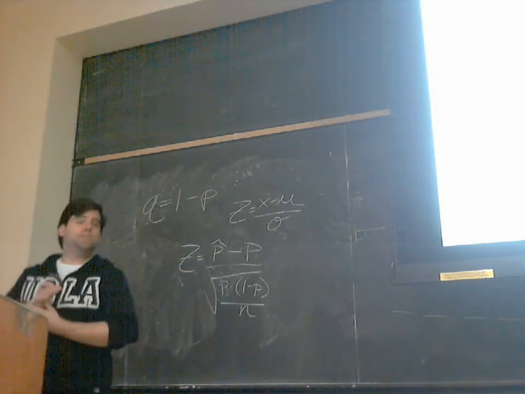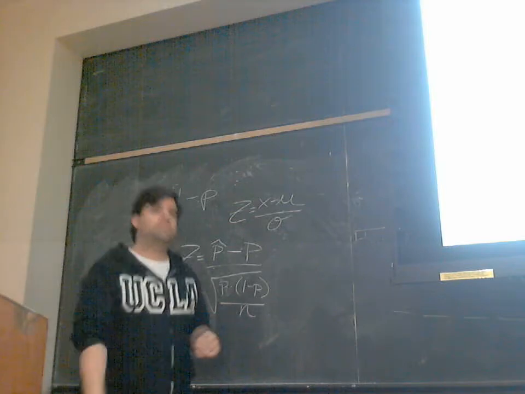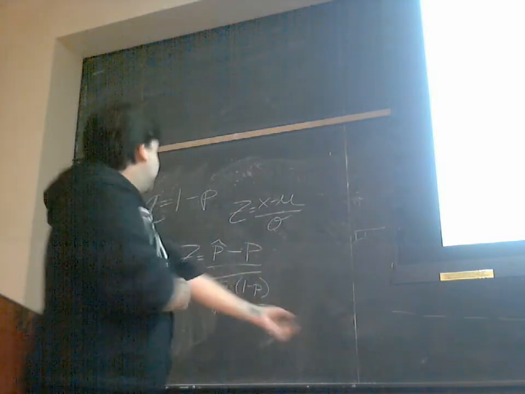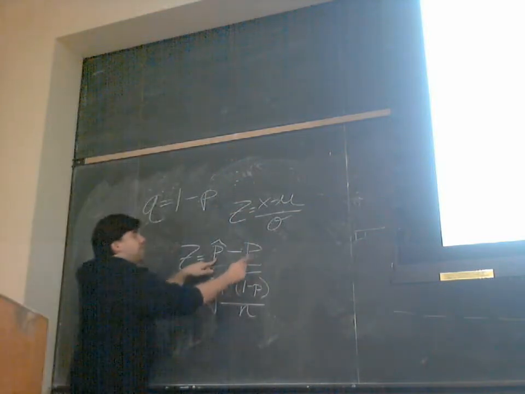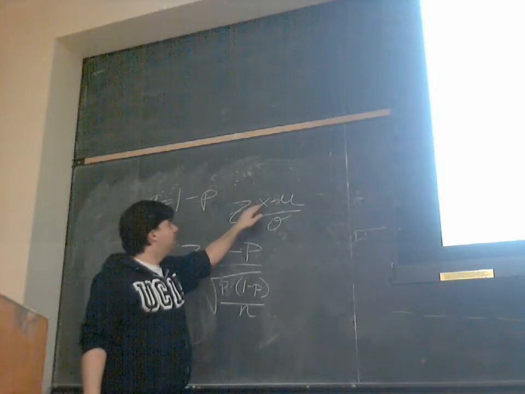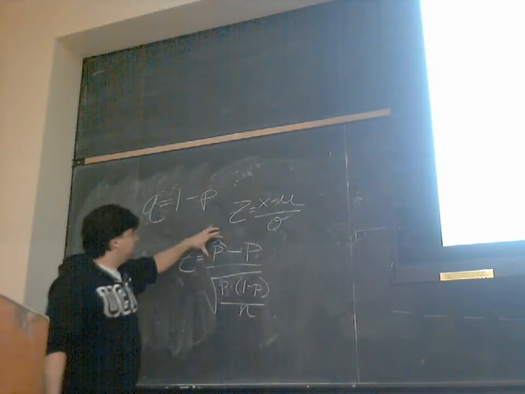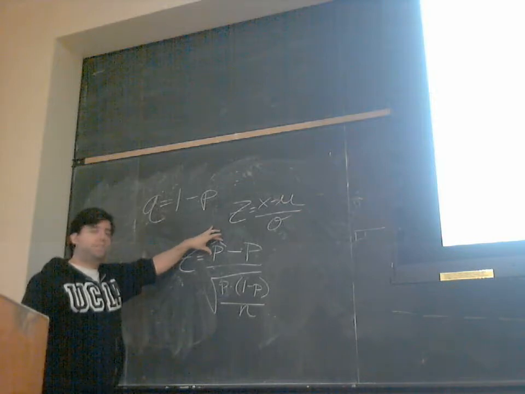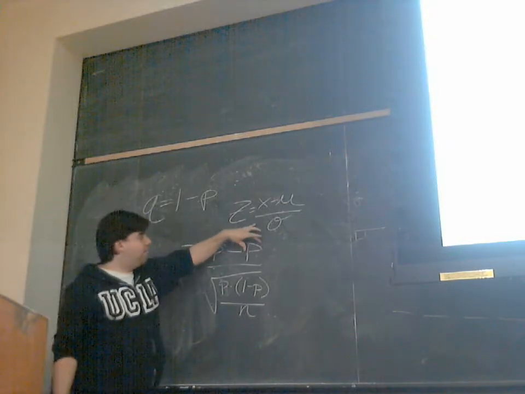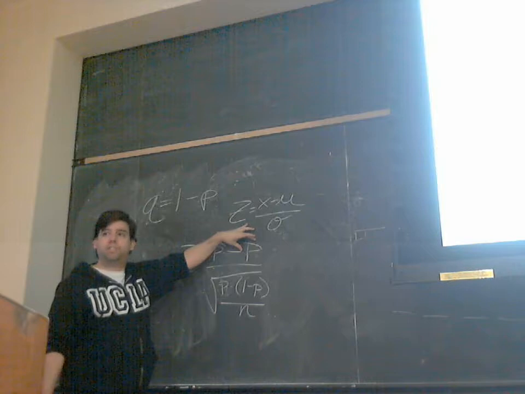Can you explain the difference between p hat and x bar? The difference between p hat and p is the same as the difference between x bar and mu. This is just the sample proportion. And what is x bar? X bar is the sample mean. And p is the population proportion.